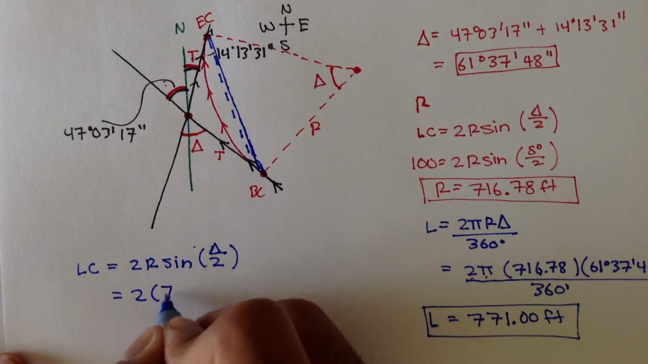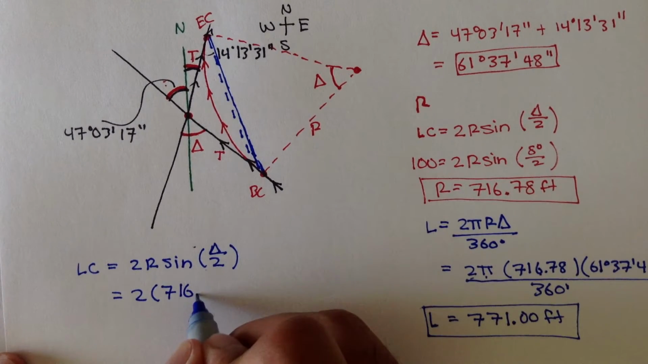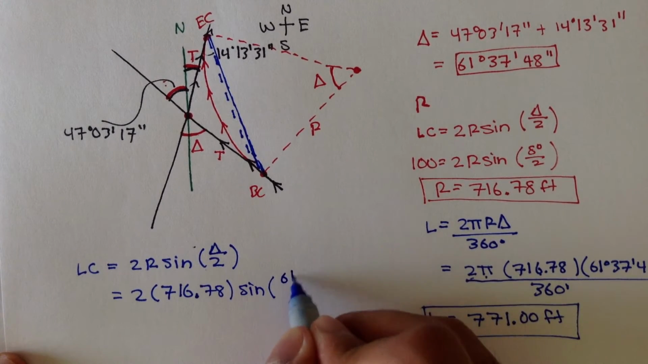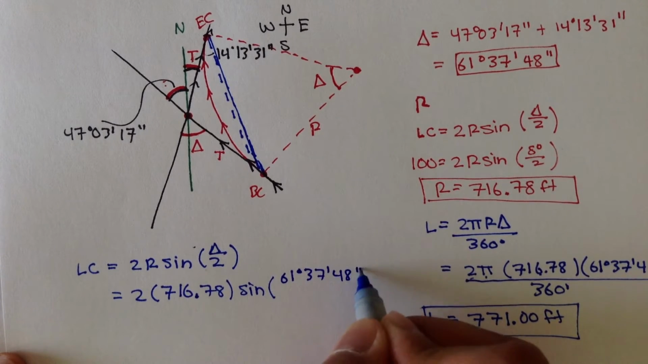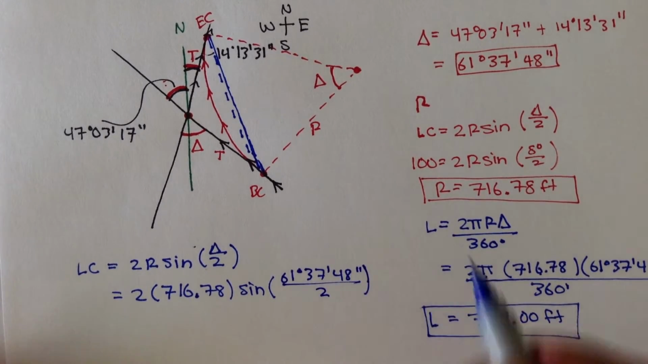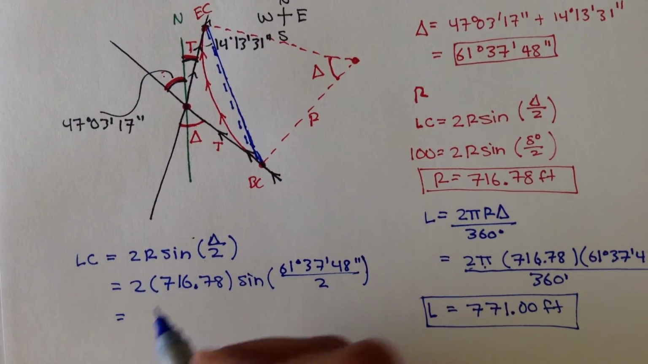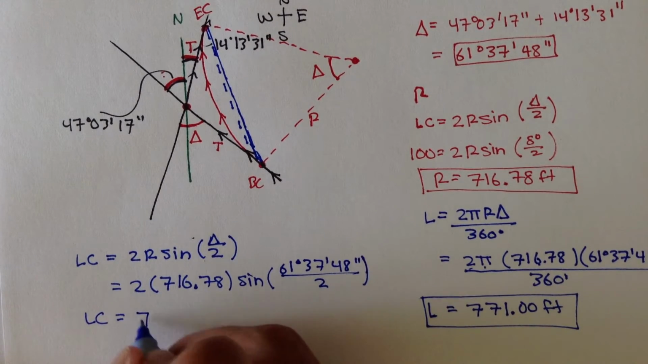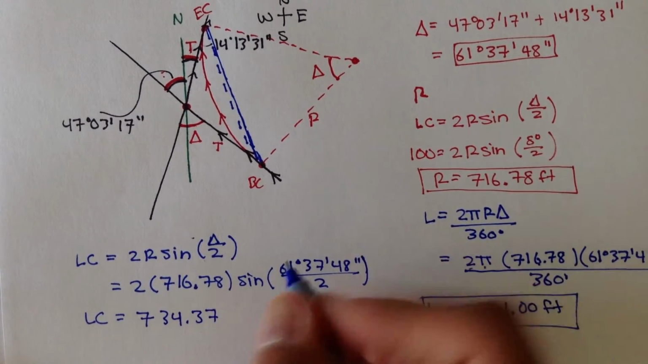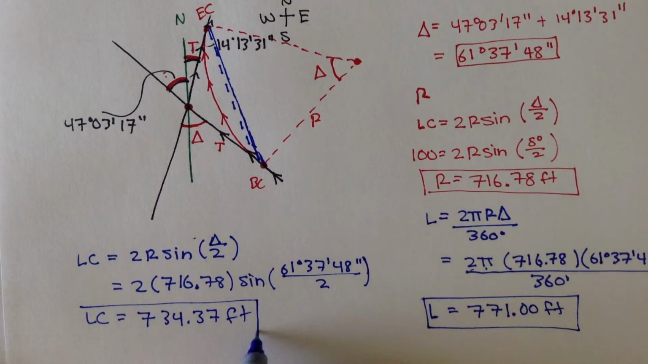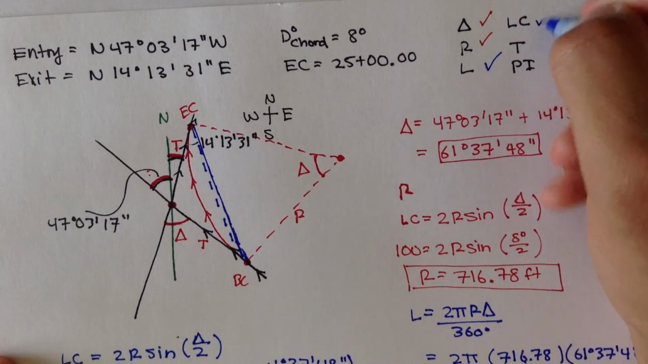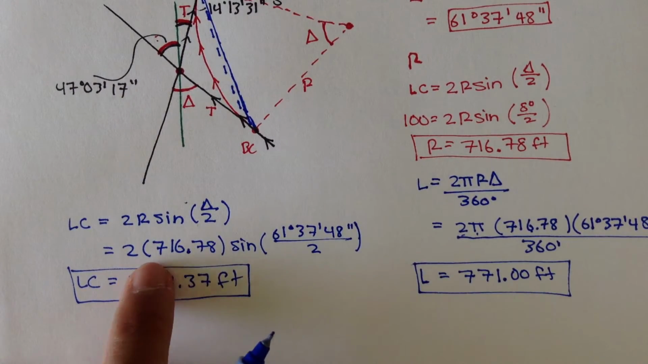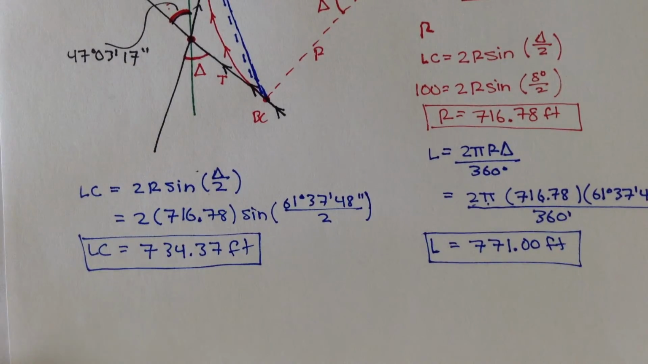We can plug that in. 2 times r is 716.78, and sine of our interior angle, which is 61, 37, 48, and that's divided by 2, right? Plug that into our calculators. We should get LC is equal to 734.37 feet. Okay? Cool. We figured out something else. We figured out what the long chord is, right? Yeah, it should be right.